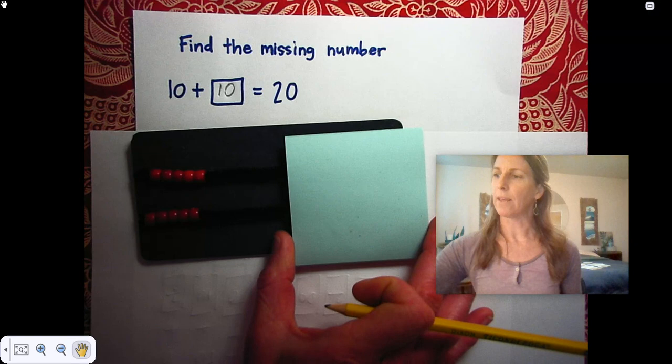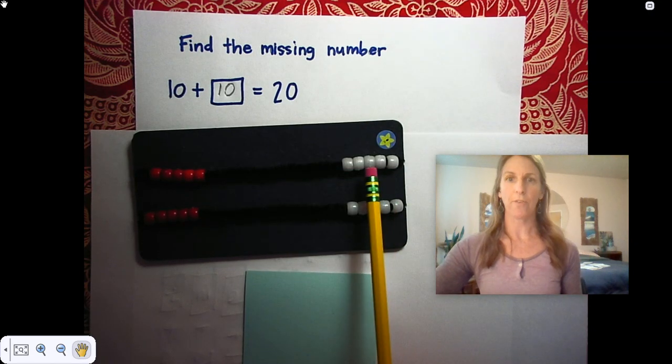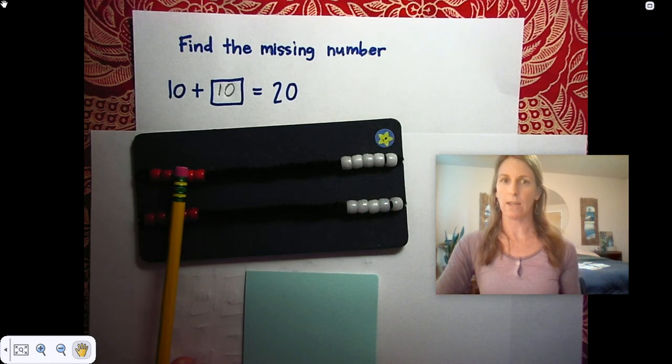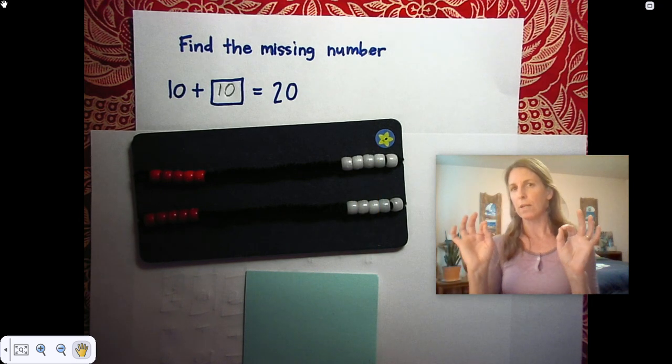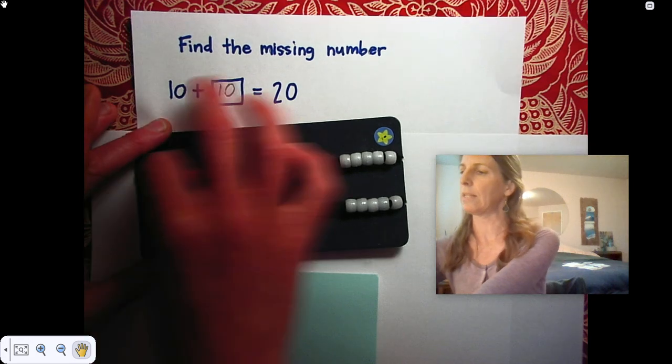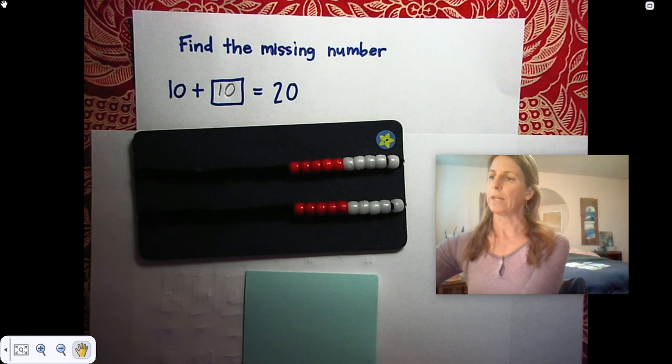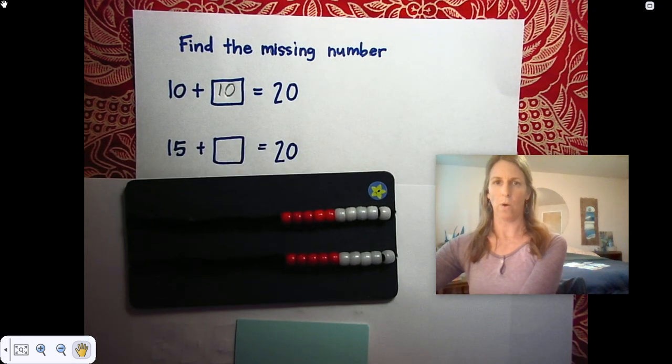That's right, there's 10, and there they are. It's the other 5 and 5 because 10 plus 10 makes 20. All right, that one should be a little bit easy because it's a double. So I'm going to slide these beads right back over, and I'm going to scoot us down one right there.